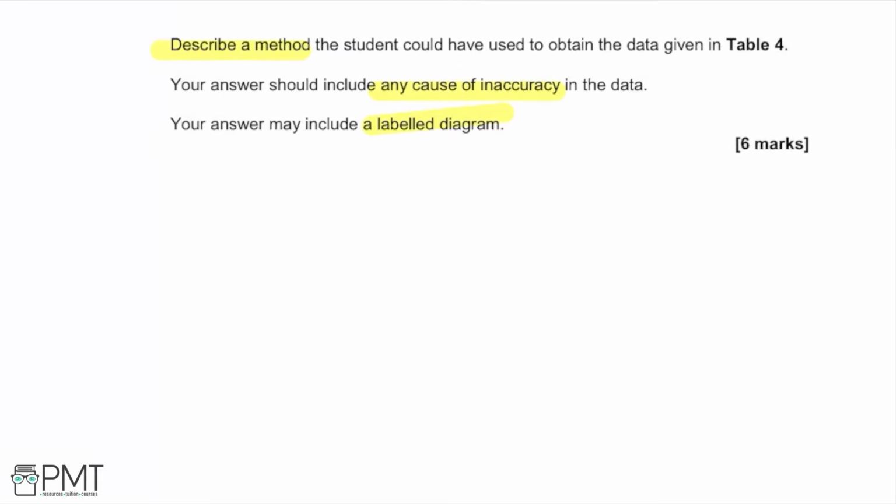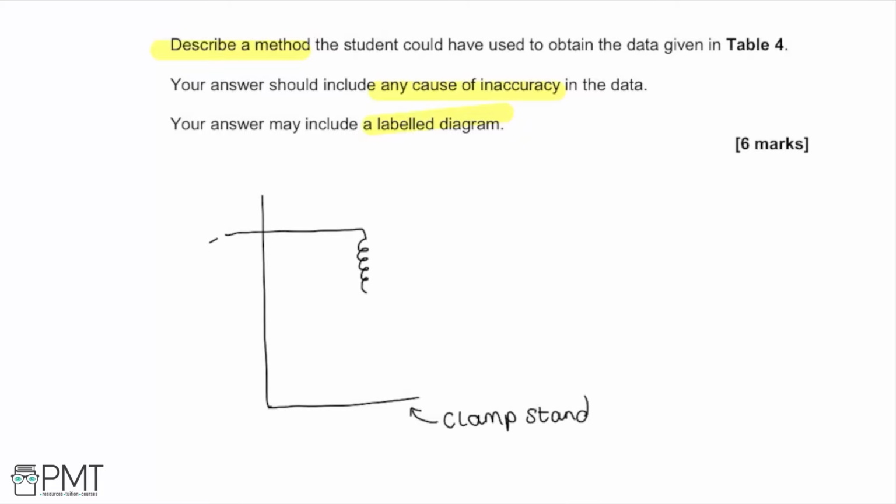If I begin by thinking about what I'm going to need in terms of apparatus, I always think that's a good place to start with big mark experimental questions like this. So I'm obviously going to need the spring, and I'm going to need something to suspend this spring in order to allow for the extension that we see in the table. So I need to hold this spring up, and I could do this by using a clamp stand and clamping the spring above the ground with a clamp on the clamp stand.